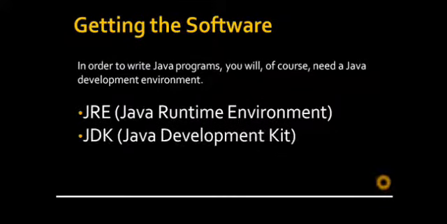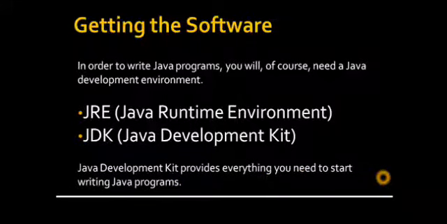And the JDK, which is the Java Development Kit, is the software meant for those who will be writing and developing Java programs, and at the same time running Java programs. So in this case, since we are going to be developing Java programs, we actually need the JDK, because the JDK provides everything we need to start writing Java programs. Now to download the JDK, visit this particular website.